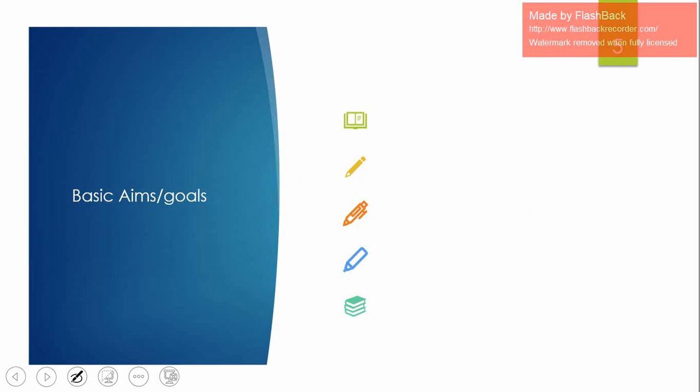Next, we have the basic aims and goals of the method. Aims and goals mean what the method wants to achieve, what the teacher wants to achieve by using that method. This is the basic question that every student should know and every teacher should also be aware of.